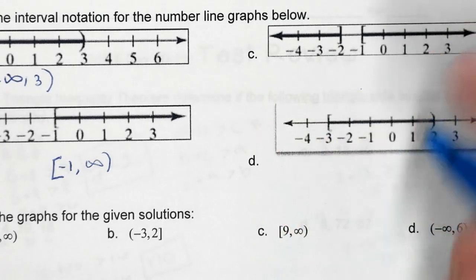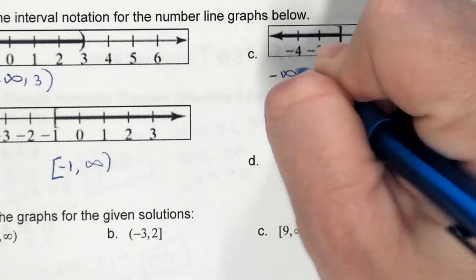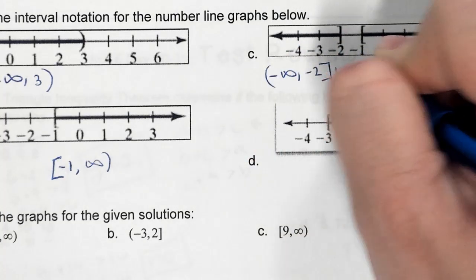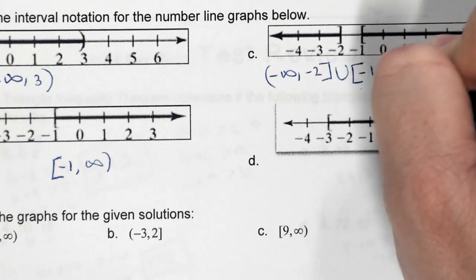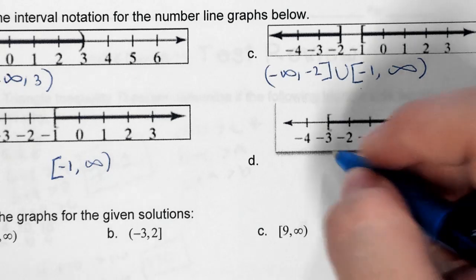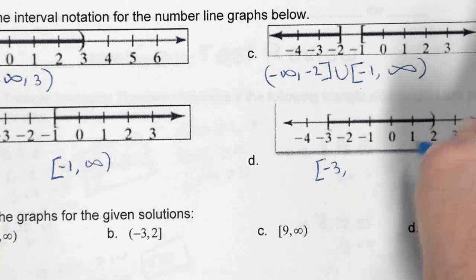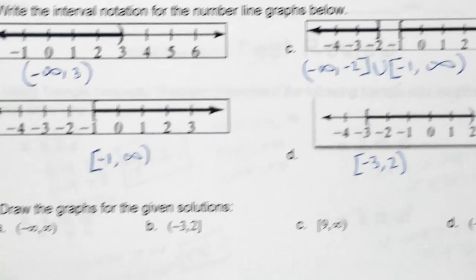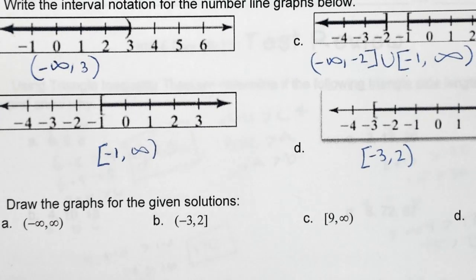Here's an OR. It goes to the left forever, which is negative infinity, stops at negative 2 with a square bracket, picks back up at negative 1 and goes to the right forever. Here starts at negative 3 with a square bracket, stops at positive 2 with a parentheses. So that is what those look like.